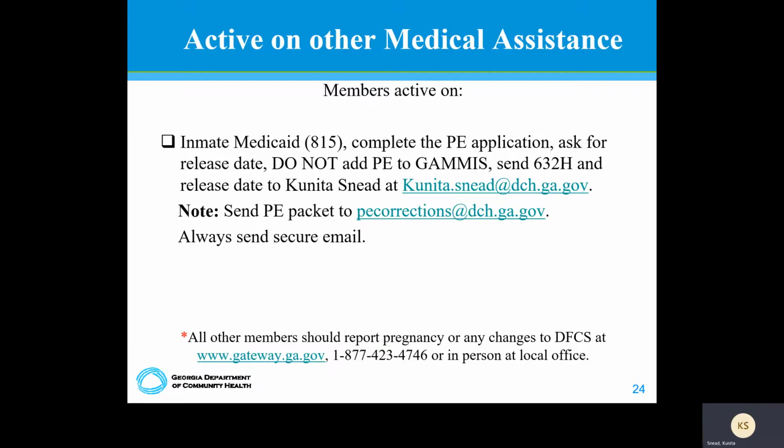Once you send me that information, I will have to verify that this person actually has been released. And if I'm able to verify that information, I will go in and add that PE to the gametes web portal and reach out to the member to let them know that. And then the next step you would need to do is to send your PE packet to the PE corrections email address. And we'll talk about what a PE packet is.